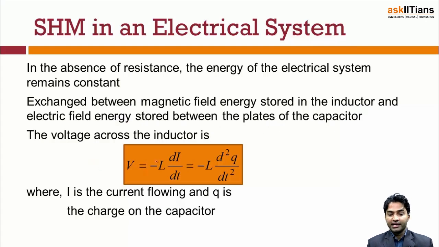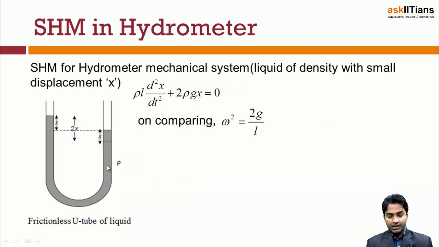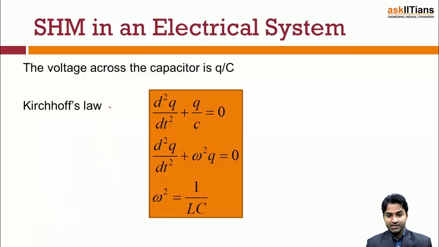So finally we are getting V is equal to minus L di by dt, that is equal to L d2q by dt square, where I is the current flowing and q is the charge of the capacitor stored. So finally the voltage across the capacitor is q by c. So according to Kirchhoff law, L d2q by dt square plus q by c is equal to 0. When we compare this equation with force is equal to mass into d2x upon dt square, that is the condition, omega square into x is equal to 0.